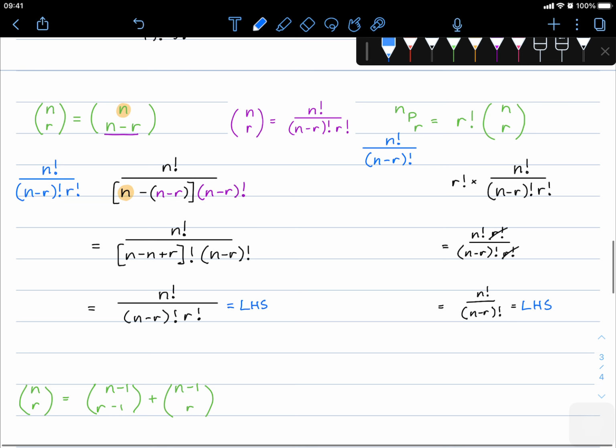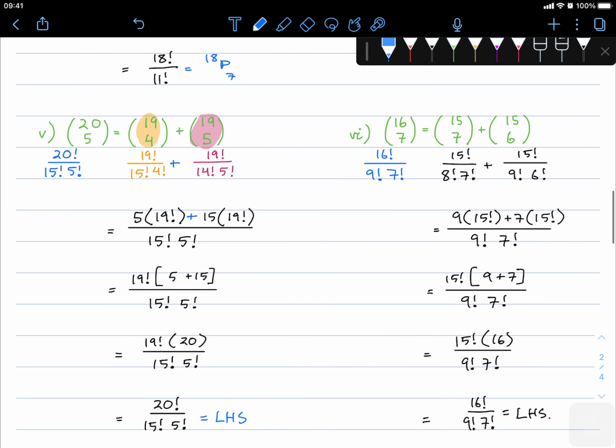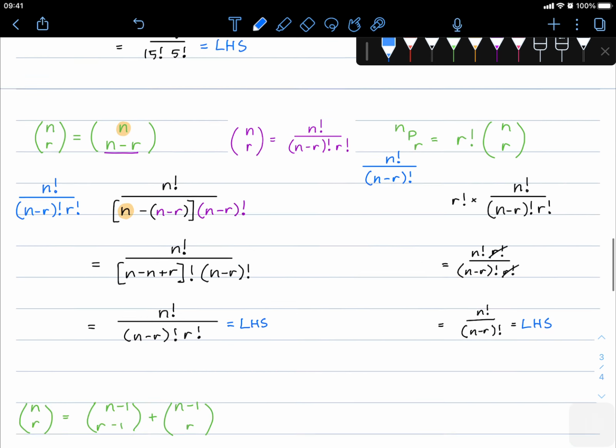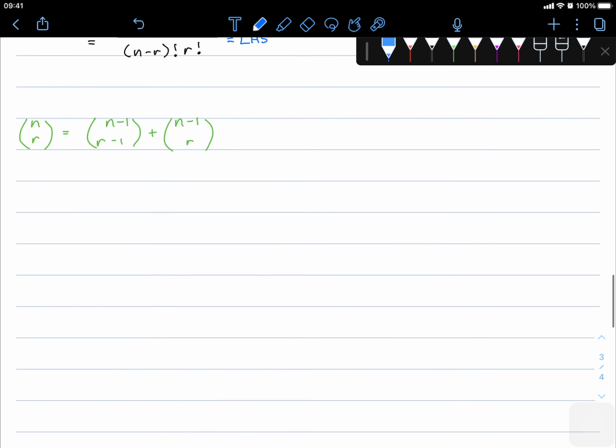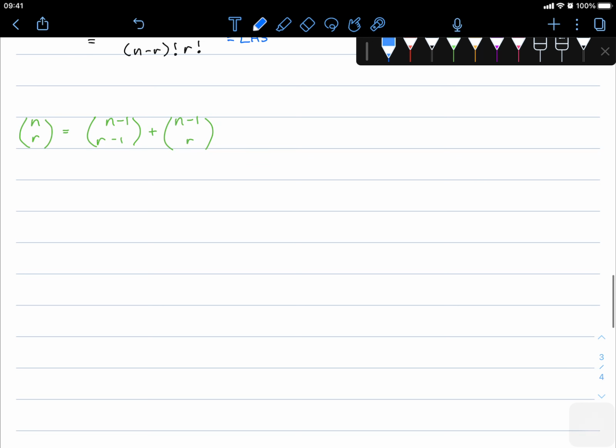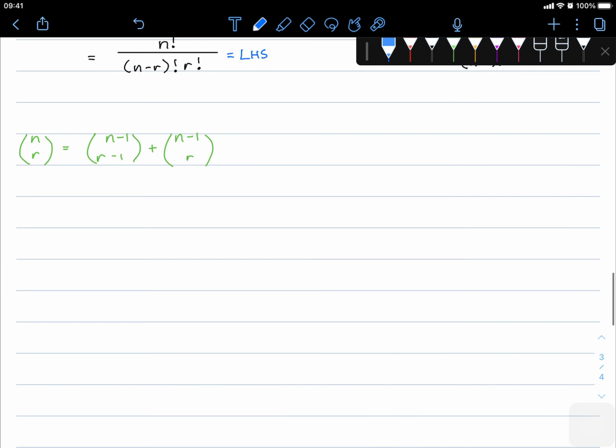Alright, so that's the first two proofs. This last one's actually, as you probably felt from this, rather long. So I'm going to leave this to one more video to show you the proof of this without using numerical values. So I hope to see you then.